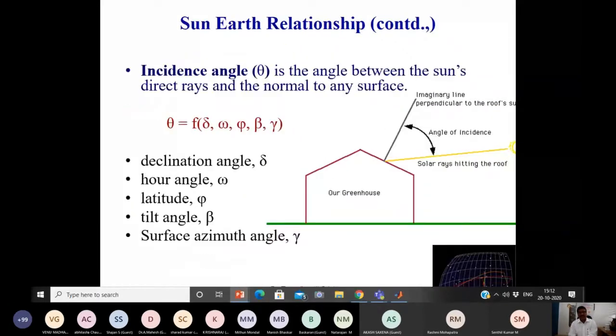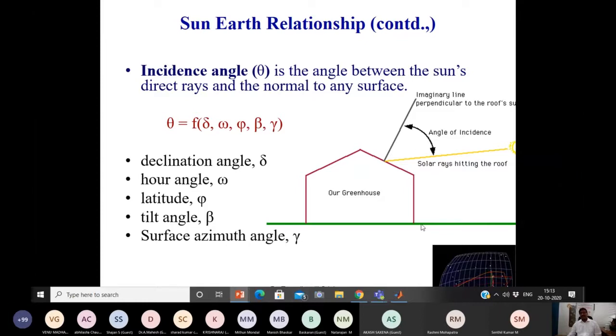I am going to define one parameter here, the incident angle. This incident angle is one of the very important parameters to design any tracking device. It may be intermittent or continuous, or single axis or double axis. What is the meaning of this incidence angle? The incidence angle is defined as the angle between the sunbeam and the normal to the surface, any surface.